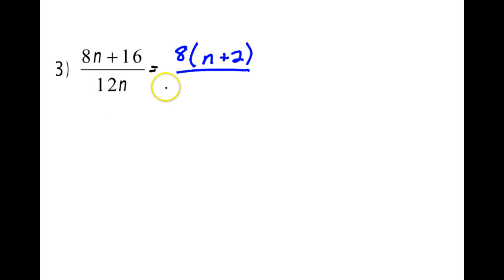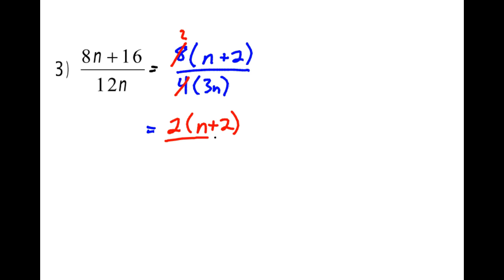So we can't take an 8 out of 12, but is there another number we can take out of 12 that goes into it? Yeah, so you can take out a 4, you're left with a 3n. 4 goes into 8 2 times. And that's all we can do. It wouldn't be wrong if you multiplied this back and had 2n plus 4. That'd be okay, but it's not necessary. Won't matter.